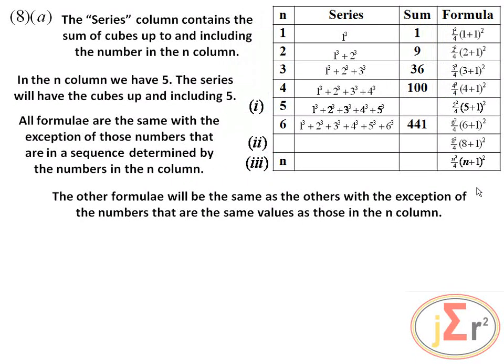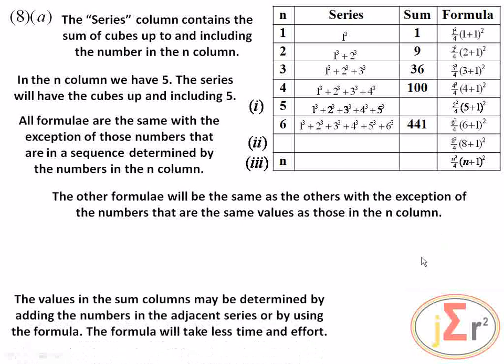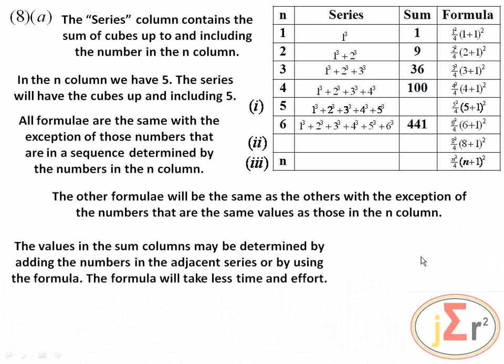The other formulae will be the same as the others, with the exception of the numbers that have the same values as those in the n column. So we have n, n squared, n. We have 5 squared and 5. No problem with that. The values in the sum columns may be determined by adding the numbers in the adjacent series or by using the formula. The formula will take less time and effort.